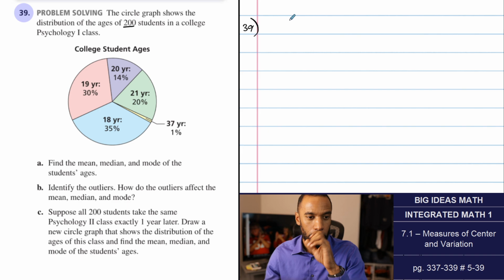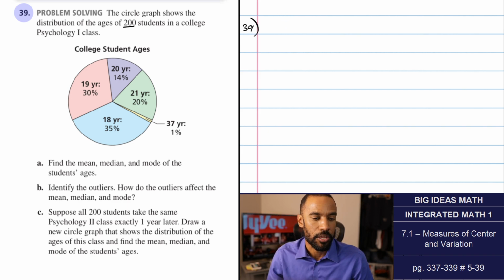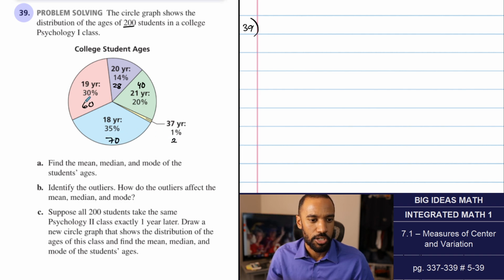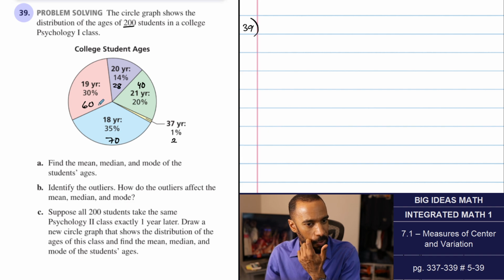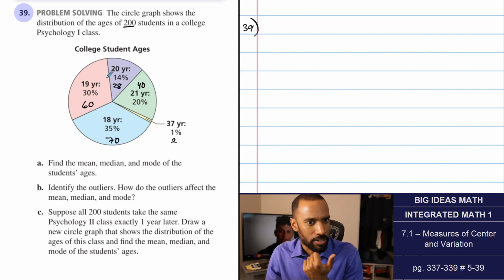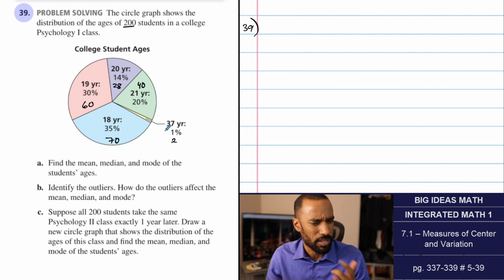Now, these percentages, I'll tell you how many there are in each. 30% of 200, you got to do 0.3 times 200, but that's 60. 60 students here. 14% of 200 is 28. 20% of 200 is 40. 1% of 200 is 2. 35% of 200 is 70. You can confirm that these add to 200. 60 plus 70 is 130, plus 20 is 150, plus 28. Wait, did I do that right? I might have done something wrong. 60 plus 70 is 130, plus 20 is 150, plus 28 is 178, plus 2 is 180.